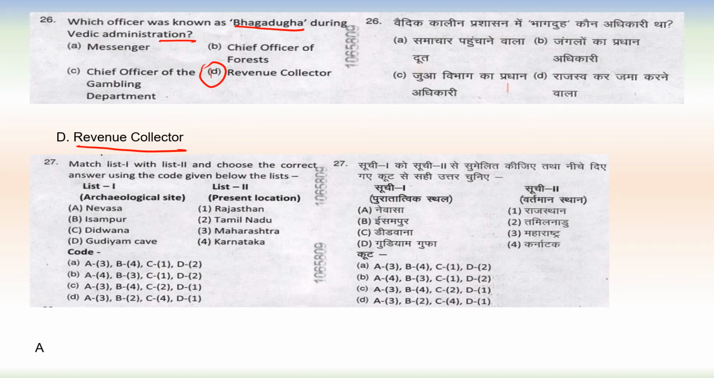Next one. Match list 1 with list 2 and choose the correct answer using the codes given below. So list 1 archaeological sites, list 2 present location. निवासा कहाँ पे है? निवासा महाराष्ट्र. इसमपुर, it is in Karnataka. Didwana is famous, it is in Rajasthan. गुडियाम केव, गुडियाम गुफा कहाँ पे है? It is in Tamil Nadu. So in this way our answer is A.